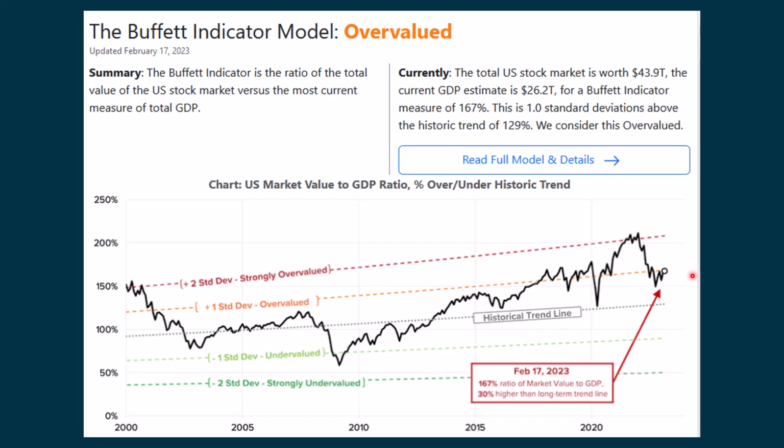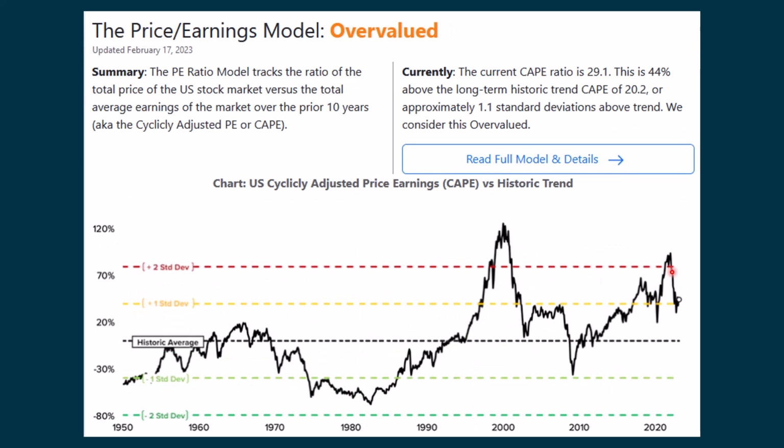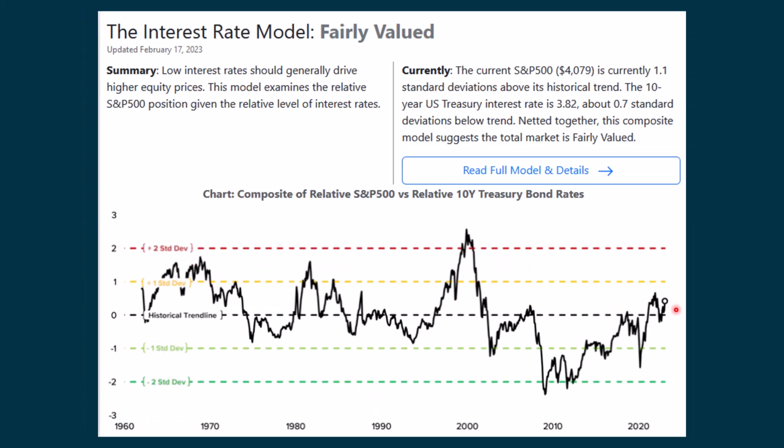Another area is the Buffett indicator model. This compares the value of stocks with GDP, and we're getting a little bit above this yellow dashed line. That's 1 standard deviation, and now we're considered to be overvalued. The PE model also suggests that we're overvalued. We're above this yellow dashed line, and we're slightly above the +1 standard deviation. The interest rate model is fairly valued. We're above the black dashed line, but we have not reached up to the +1 standard deviation dashed line.